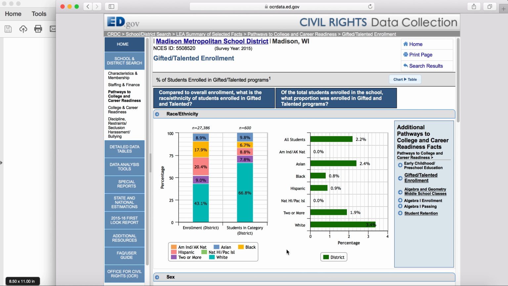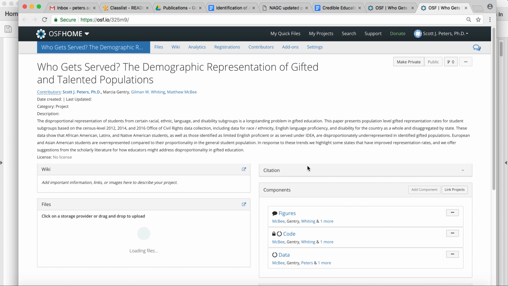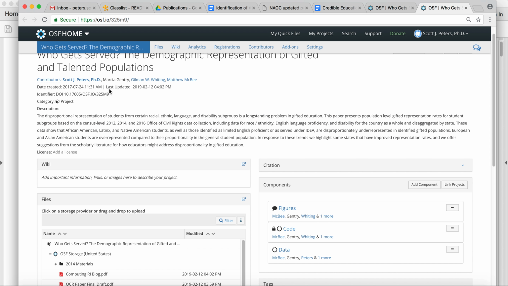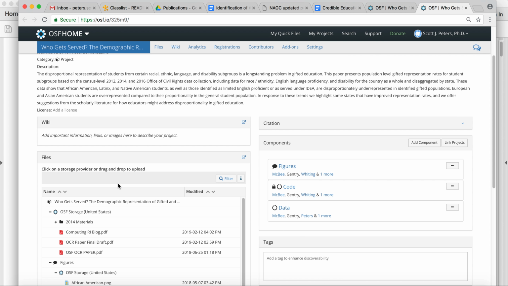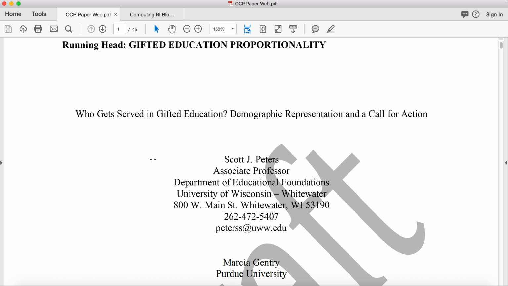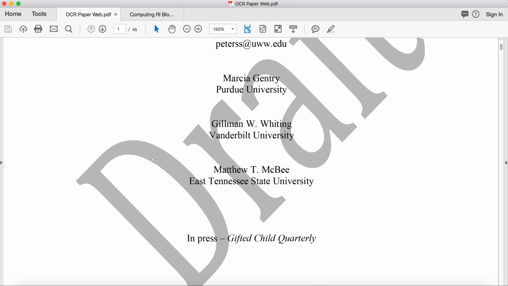Once you have this, it is a great starting point to start having conversations about why particular disproportionalities might exist and what we can do to mitigate them. If I go back to my handout real quick, something you'll see at the very top is this link. That link, if I click on it here, will take you to an open science website page that I have made, and it includes some information from a project that I worked on with my colleagues Marcia Gentry, Matt McBee, and Gil Whiting. And the thing that I'll just go to real quick on there is this article about demographic representation in gifted education. This is an article that should be coming out soon, if not by the time you read this, in Gifted Child Quarterly.